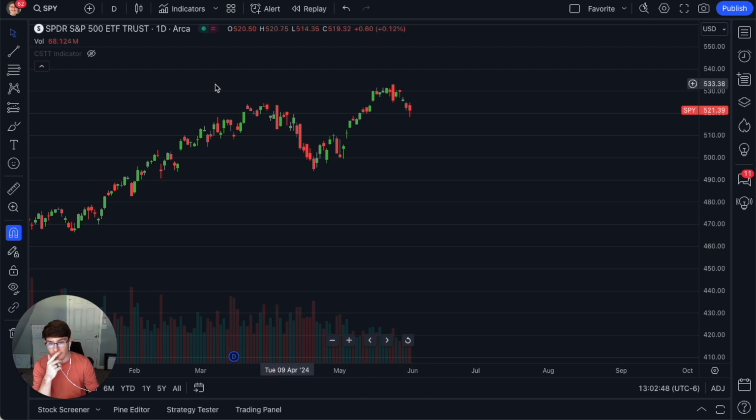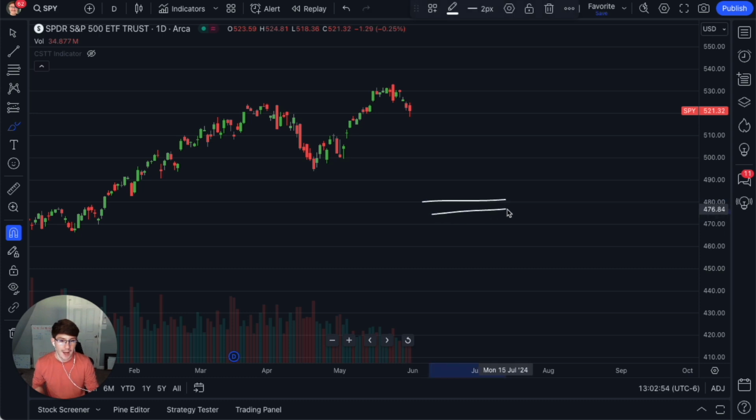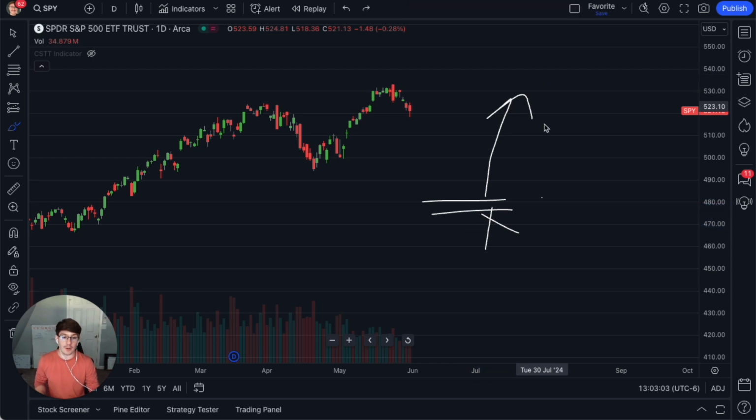If we actually chart this out, for a put credit spread, we're going to sell a put here, and then we're going to buy a put here. This creates a defined risk trade that makes money as the market goes up. If it drops below here, that's where we start losing money. But anything above here, as long as the stock stays above this level, we make money.